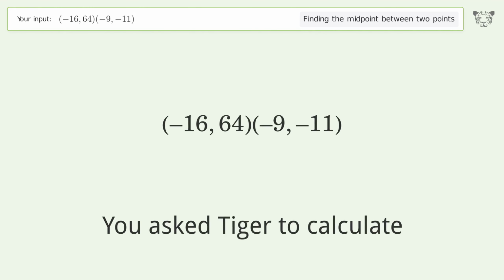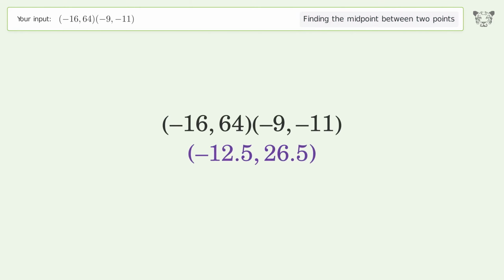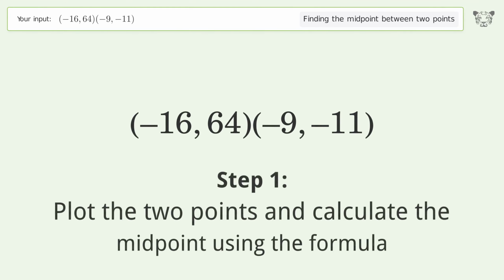You ask Tiger to calculate. This deals with finding the midpoint between 2 points. The midpoint between the 2 points is negative 12.5, 26.5. Let's solve it step by step. Plot the 2 points and calculate the midpoint using the formula.